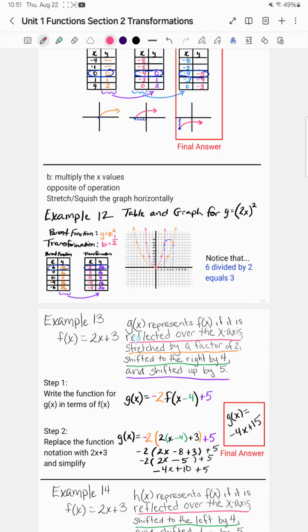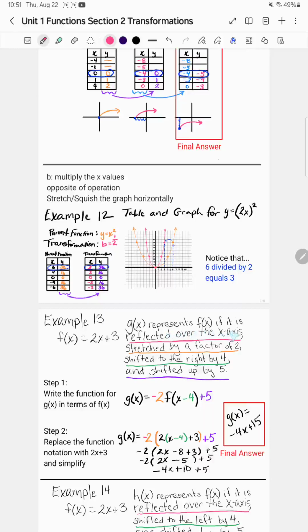So I've color-coded what each thing is talking about, and because we know what the transformations do when we see them in the equation, we can work backwards and go from what they do to actually making the equation.